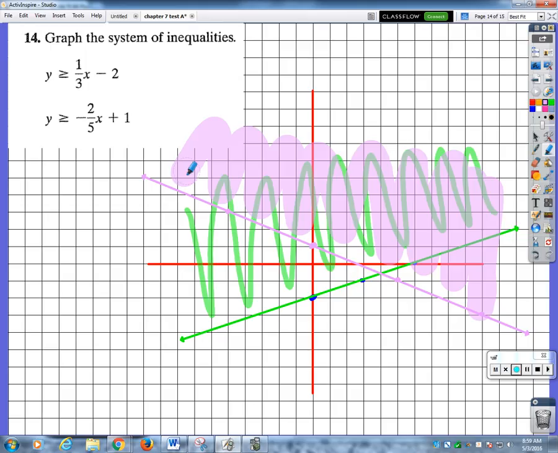Okay, and then the solution is where it's double shaded, so above the green line and above the purple line.